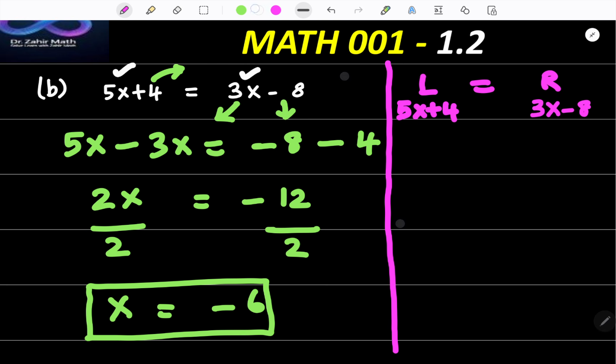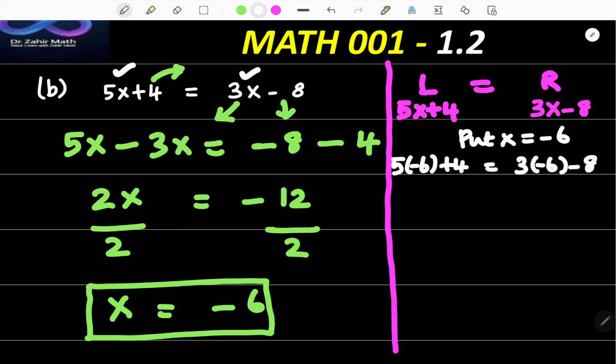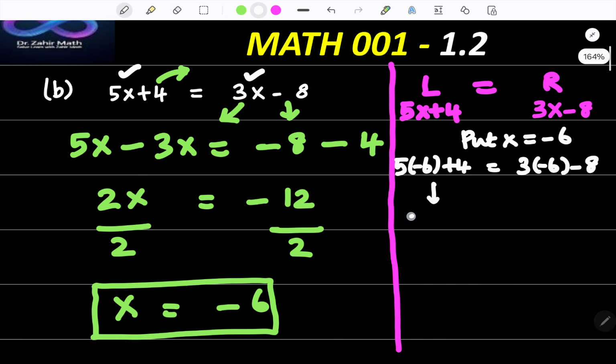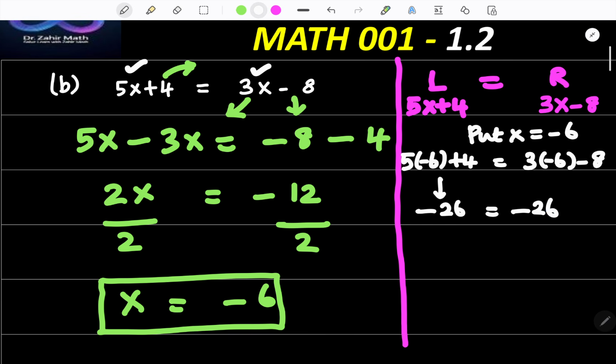So what we are going to do? We are going to put x equal to negative 6. So 5 times negative 6 plus 4 equals 3 times negative 6 minus 8. Clear, everybody? Right. So now put this in the calculator, or you can do it manually. 6 times 5 is 30, negative 30 plus 4, which is equal to what? Negative 26. 3 times minus 6 is minus 18, minus 8, which is also minus 26.